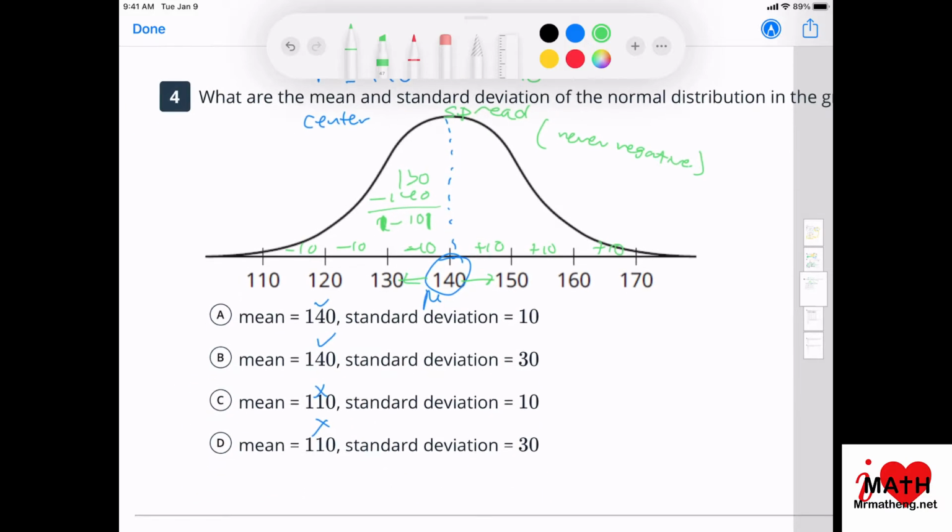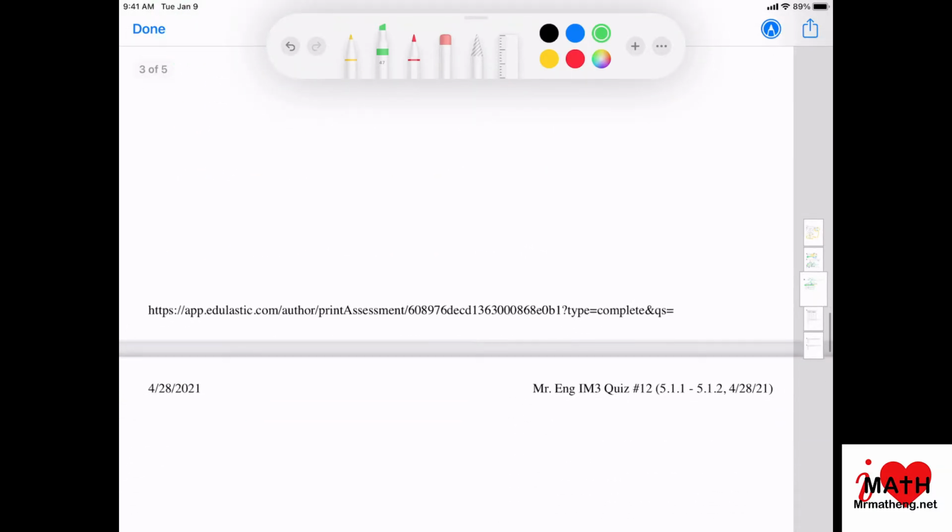All right, so which one has 10? Here and here. 30 is not correct. They're probably getting that 30 from 140 to 170, all the way there. That would be wrong. This would be 3 standard deviations. Okay, which one has 2 check marks? That would be 4, which is A. All right, let's go on to the next one here.